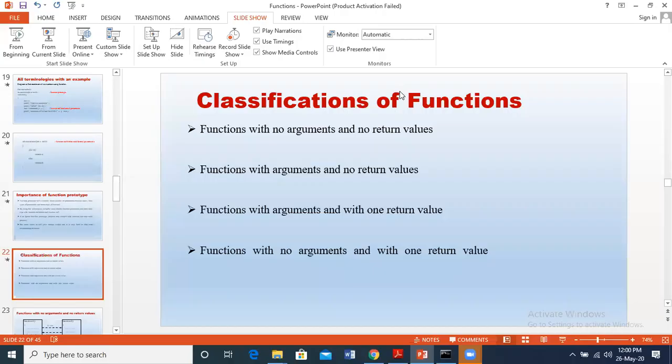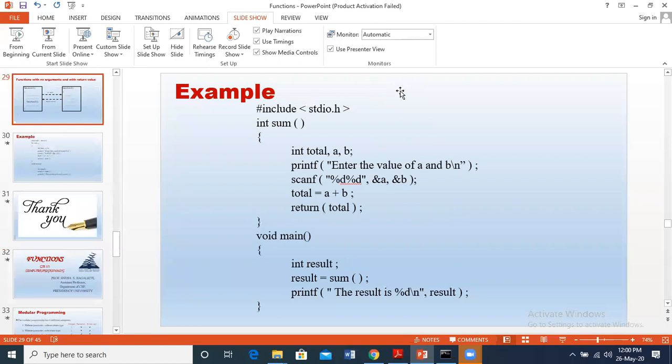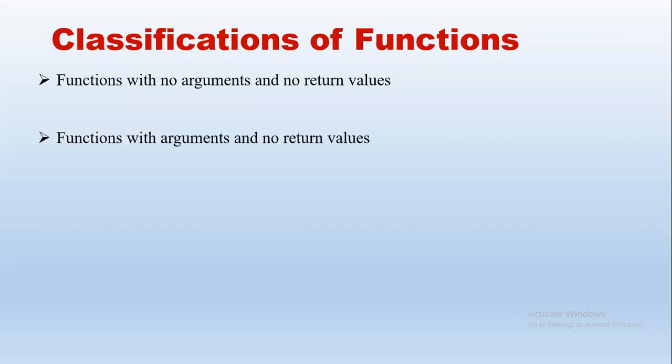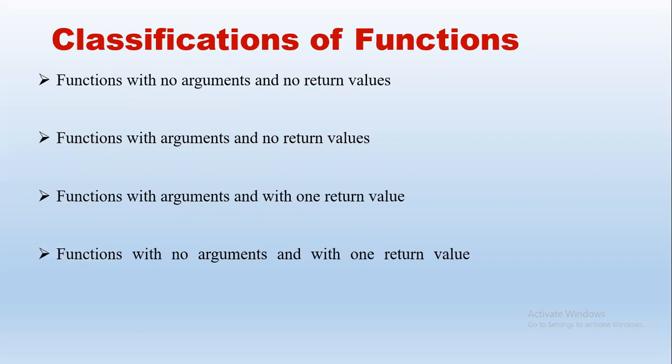So here we have the function classification based on the parameter and return type. The first one is a function with no argument and no return value. We are not passing parameters, and we don't get an answer either. Second, with parameter and no return value. Third type, with argument and with return value. Fourth type, with no argument but with a return value, right?